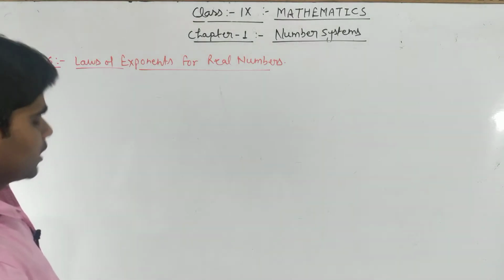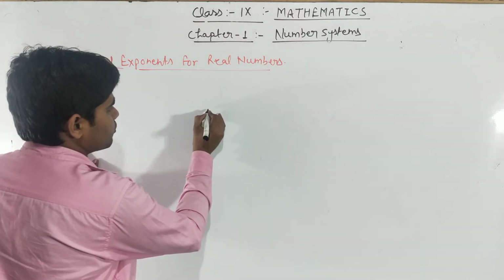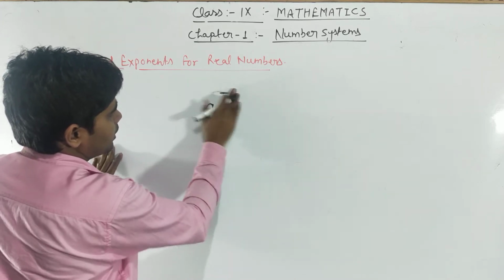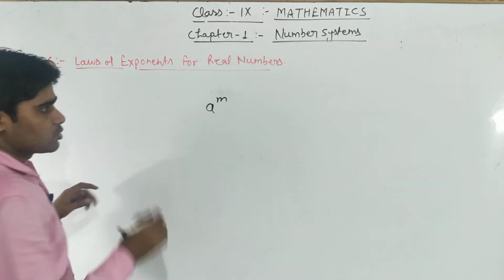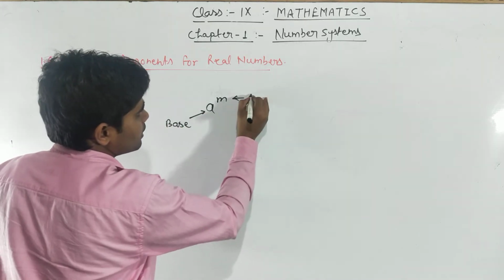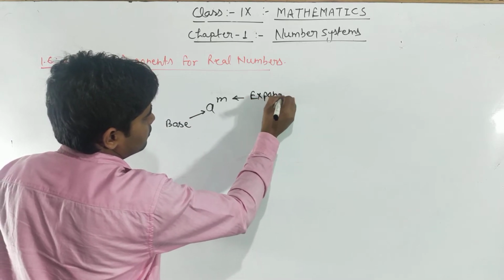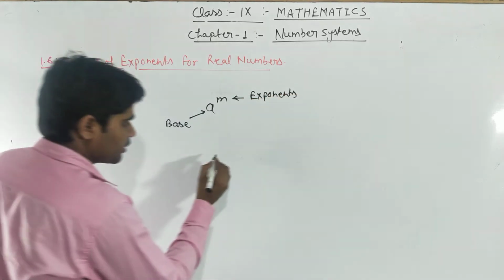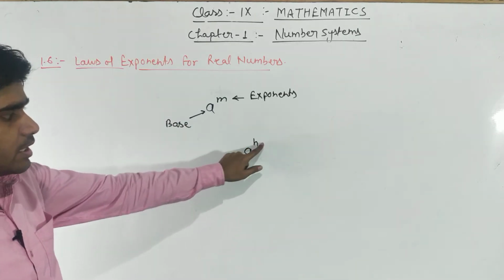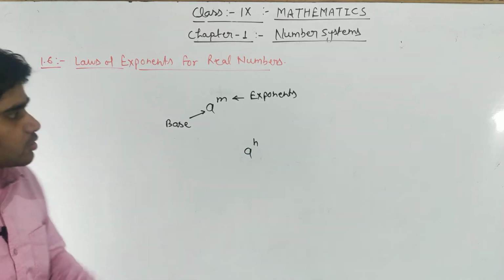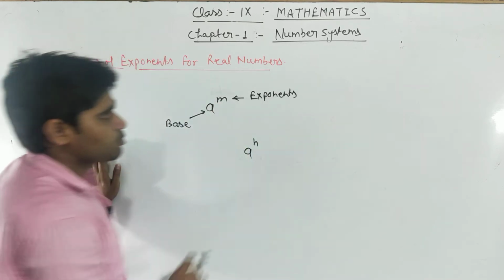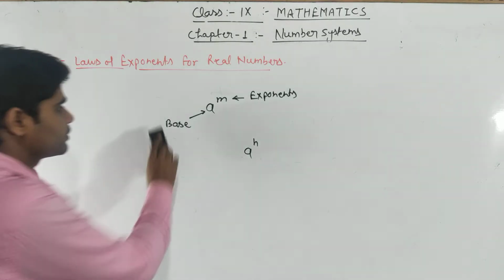Now we know that if any number is written in this form, a raised to the power m, here a is the base and m is the exponent. Suppose a raised to the power n, here a is the base and n is the exponent. So this is the basic representation of power. Now the operations between all these.